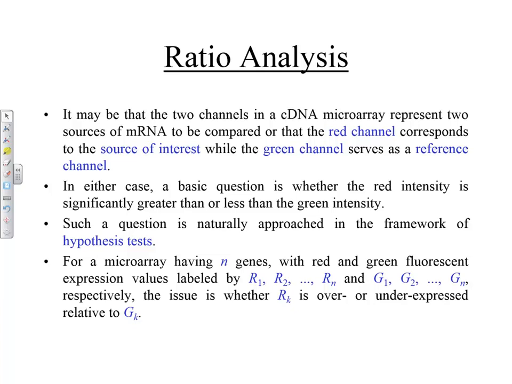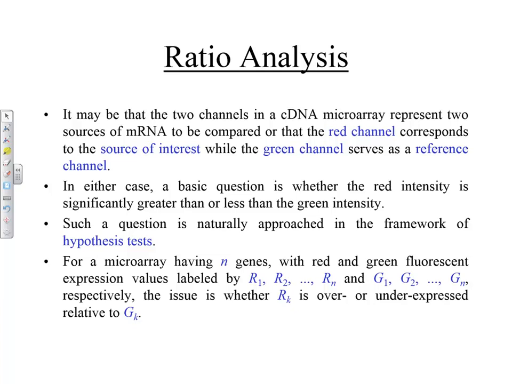Now, it may be that the two channels in a cDNA microarray represent two sources of messenger RNA to be compared, or that the red channel corresponds to the source of interest, while the green channel serves as a reference channel. In either case, a basic question is whether the red intensity is significantly greater than or less than the green intensity. And such a question is naturally approached in the framework of hypothesis tests, so you have to do statistical methods.